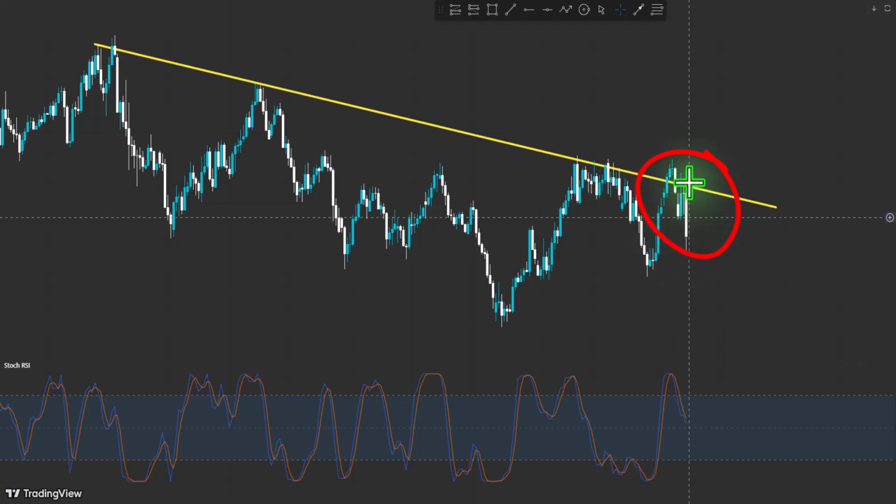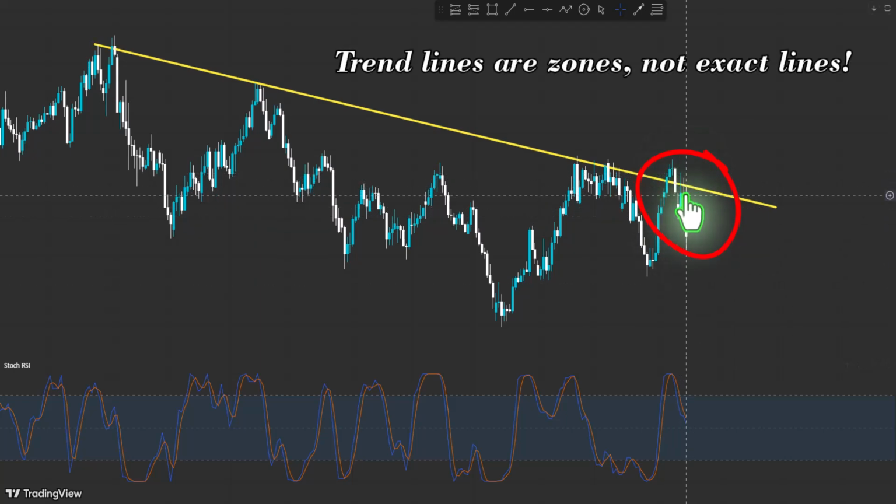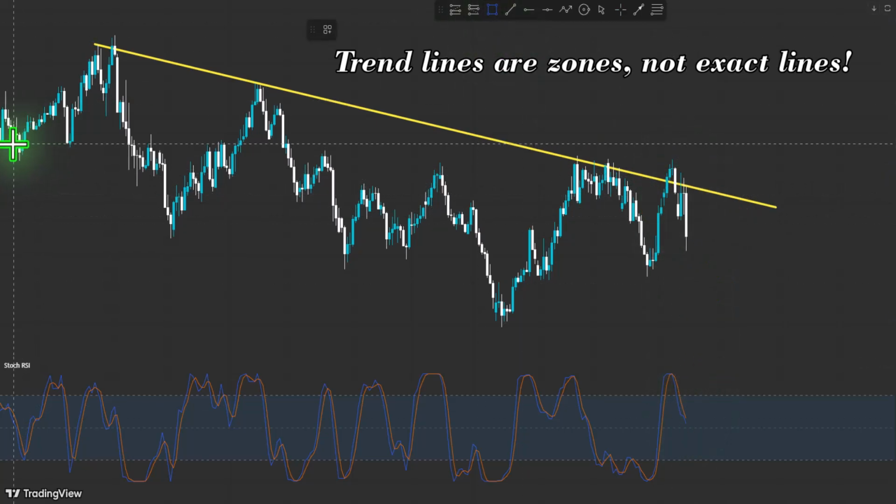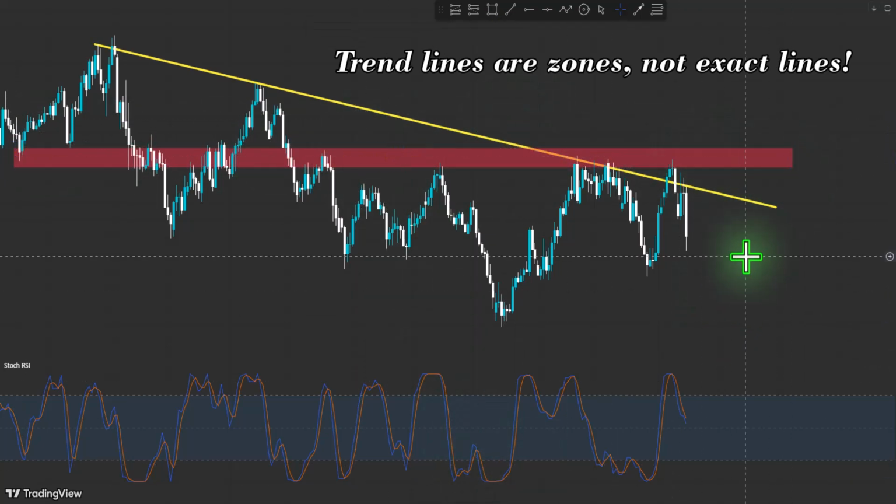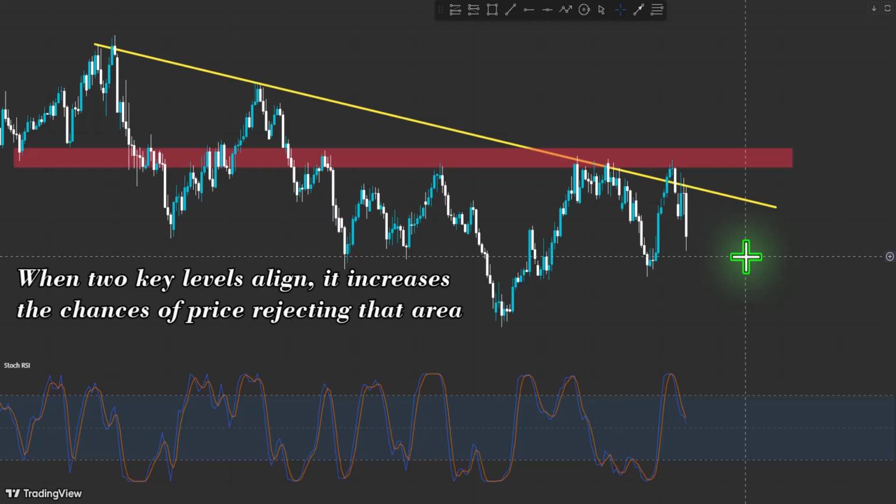So, in this example, the price didn't perfectly touch the trend line. It actually broke slightly above it, but that's totally fine. Remember, trend lines are zones, not exact lines. Since price is still within the trend line area, the setup remains valid. Now, this area where price meets the trend line also aligns with a previous support turned resistance level. This is called confluence, and it's a big deal. When 2 key levels align, it increases the chances of price rejecting that area, making it an even stronger setup.